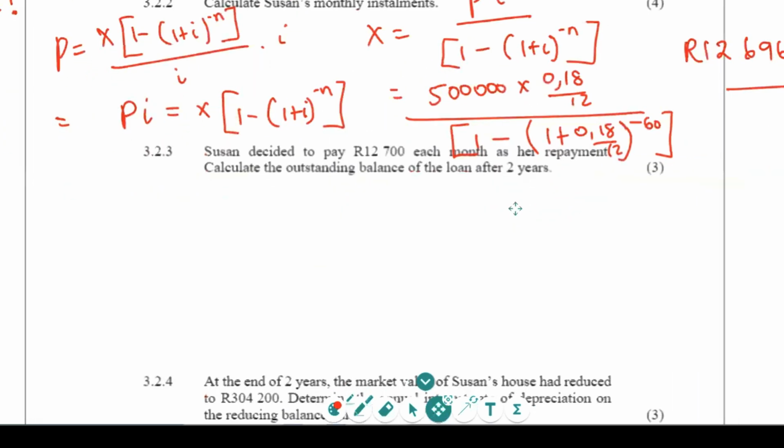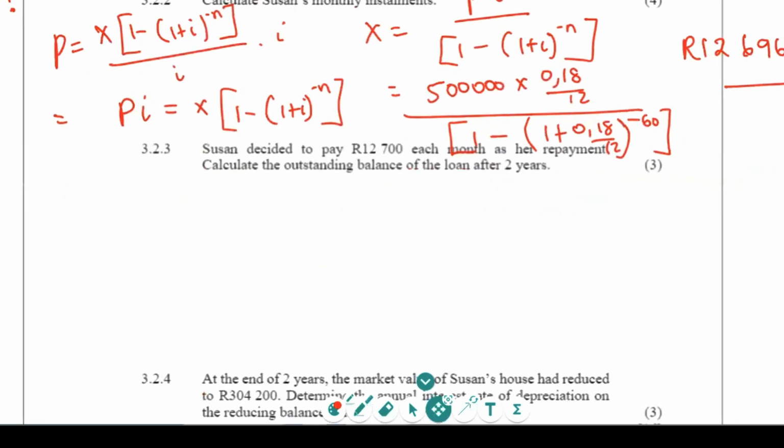3.2.3, what if Susan decides that no, she's going to pay 12,700 each month instead of the 12,696 as her payment? How much is outstanding after the 2 years? So there are a number of ways of doing this. You can first of all see how much Susan would have paid within the first 2 years.